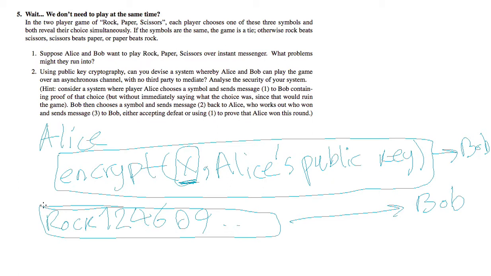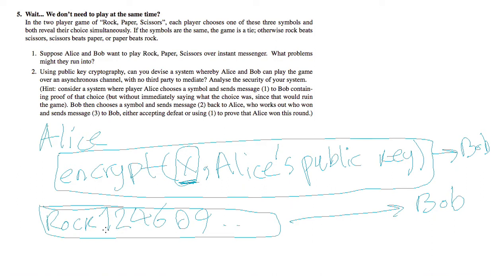So this fixes the problem, but what about the other step where Alice is going to reveal her choice and Bob is going to check that Alice is not cheating? Well, here's the thing. Alice has to remember the arbitrary message that was appended to her choice. So Alice is going to remember not only that she chose rock, but also that she appended it by 124609 something.